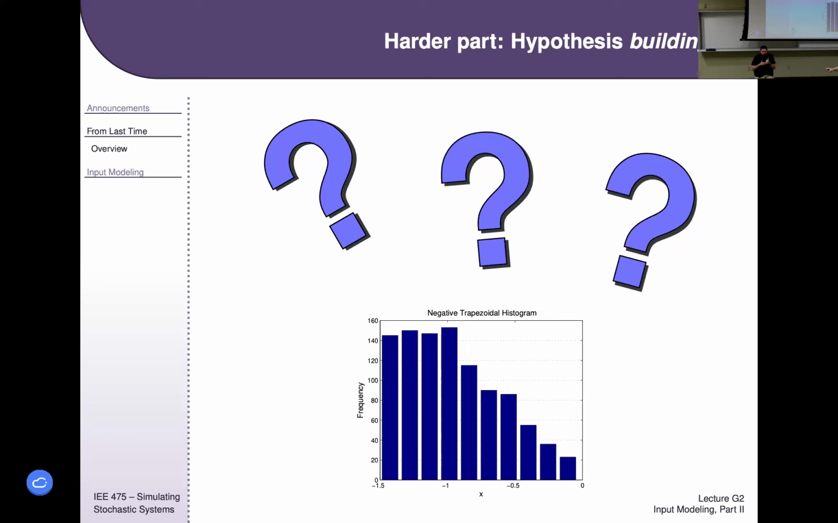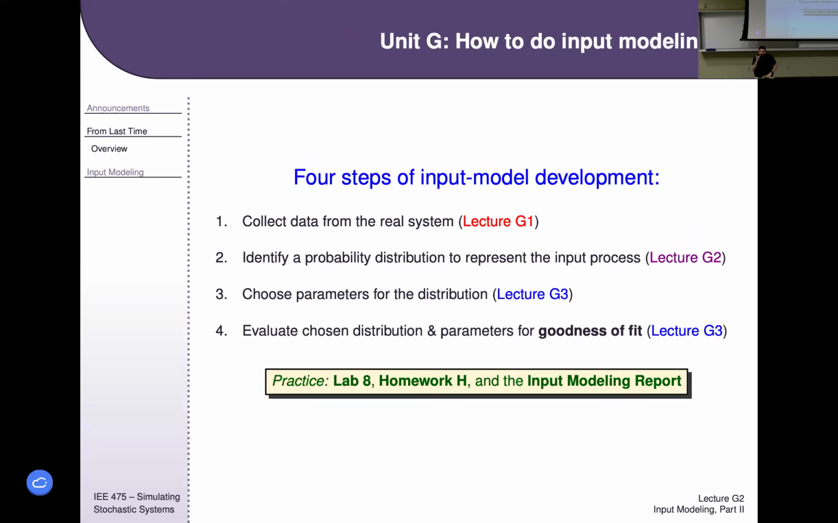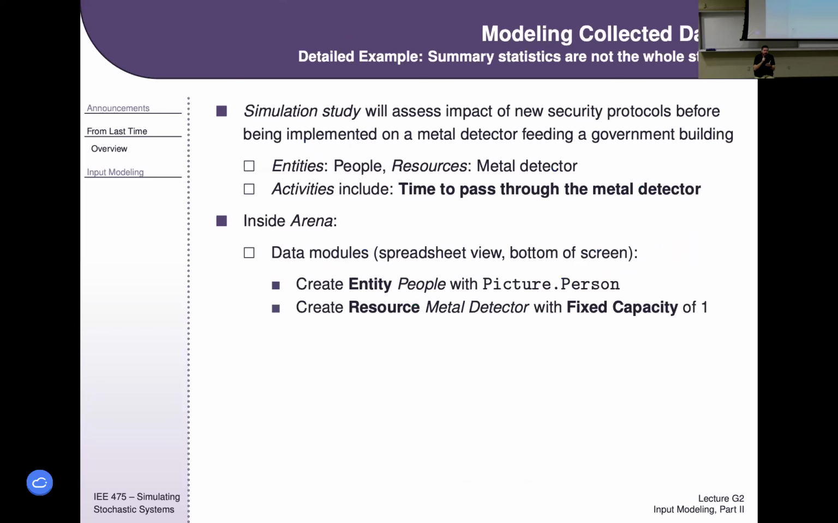So we did the data collection last time, and then today we're talking about how we actually find that hypothesis to begin with. So data collection was last time, identifying that probability distribution, that's this time, and then fitting it and evaluating the fit, that's next time. So to motivate that, let's look at this simulation study again from the metal detector.